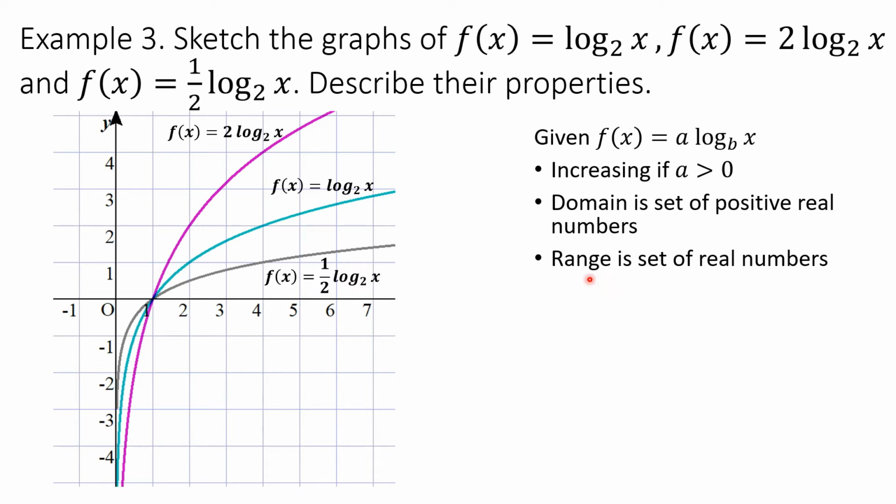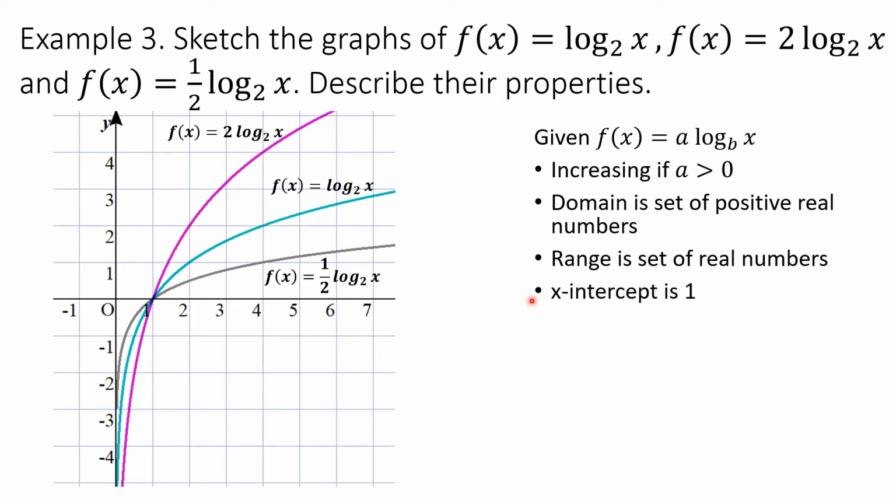Then the range, or the y values, is the set of real numbers. For each of the function, the y values can be negative. There is a part of the graph in the fourth quadrant. Then it can also be 0. There is a point for each of the graph with y coordinate 0. And there are points with positive y coordinates. So the y values can take any number. So the range is a set of real numbers.